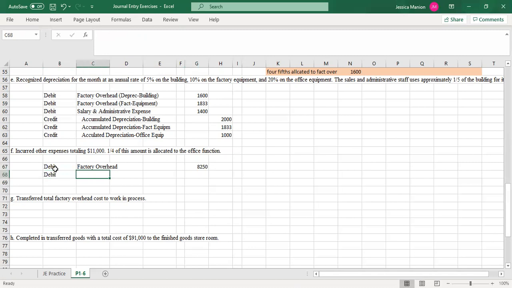Debit, and I'm going to copy it from up here because that makes it quicker. This is 11,000 times 0.25. And now we credit accounts payable. And what is this? This is letter F. Yeah. Oh, and I did that wrong. Shoot.